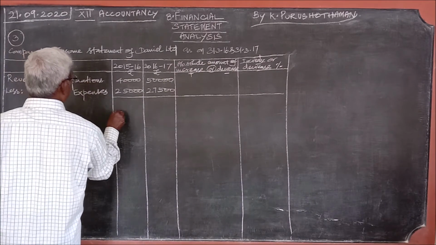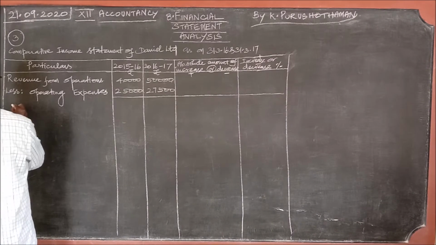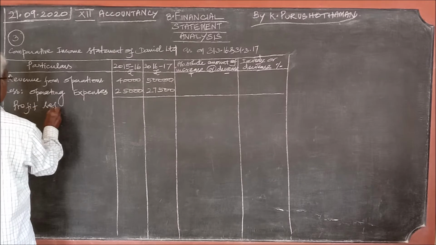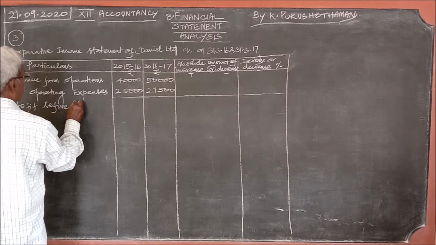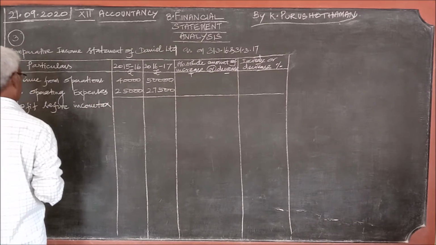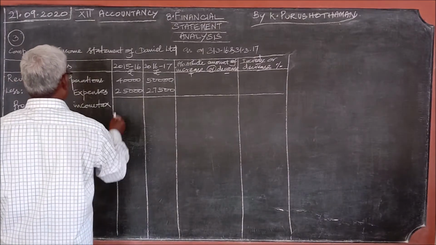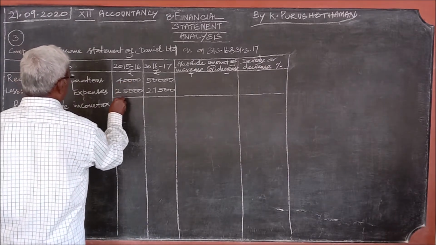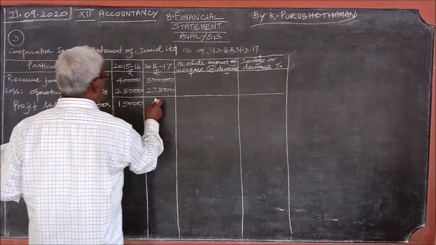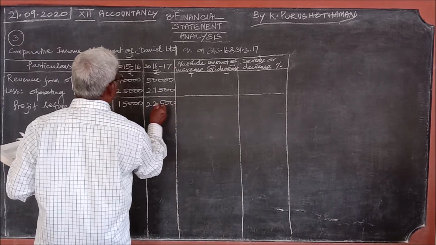From the income, if the expenses are minused, the result will be profit. We should find profit before income tax. That is 40,000 minus 25,000, 15,000. 50,000 minus 27,500, 22,500.